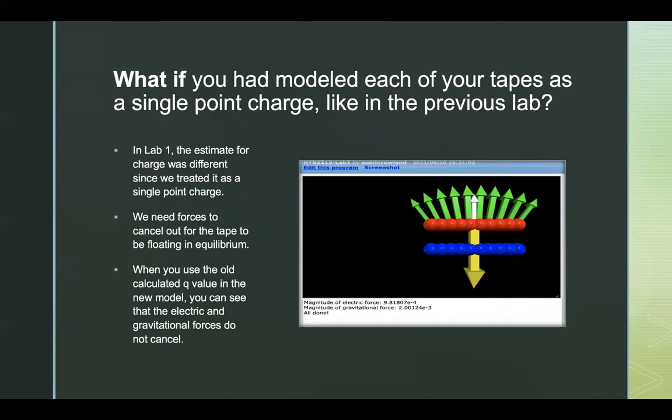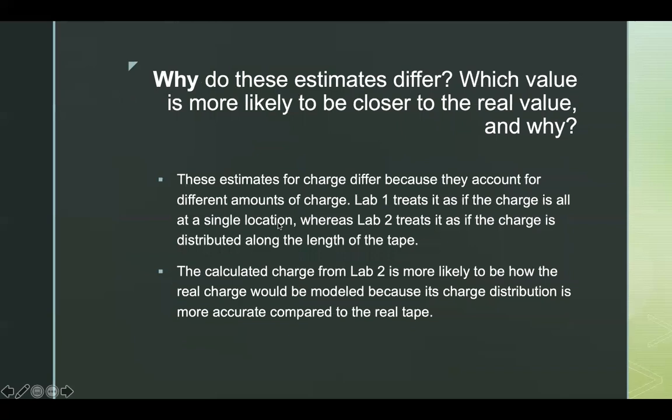What if we'd modeled each of our tapes as a single point charge like in the previous lab? So we have to treat them differently because in Lab 2, we're trying to get a more accurate estimate of data. And using that same Q value from Lab 1, we can see here on the right that the magnitude of the electric force and the gravitational force indeed do not equal each other. So we need those forces to cancel out for the tape to be floating in equilibrium, since we are using this different method. And this is done through that trial and error method.